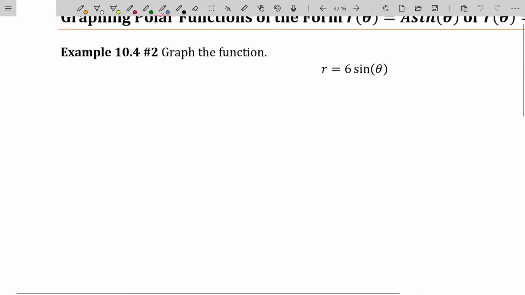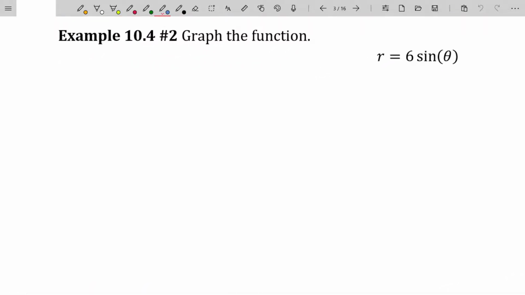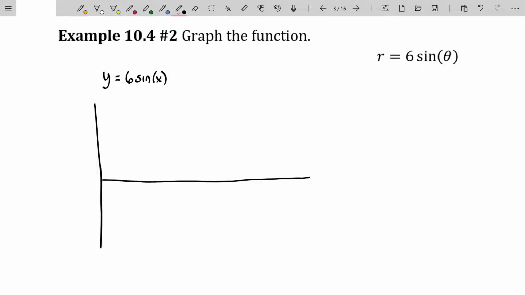So how would you graph them in general, just in case you forget? Well, the first thing you would do is trade that function out for the Cartesian or rectangular equation, y is equal to 6 sine of x. And we're going to graph that first. So I'll just quickly sketch out a graph. It doesn't need to be perfect.